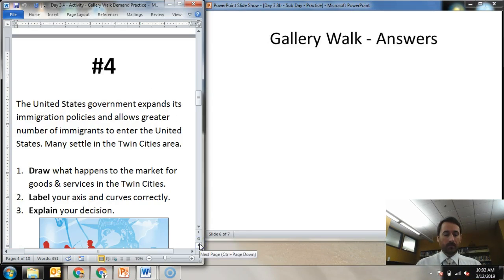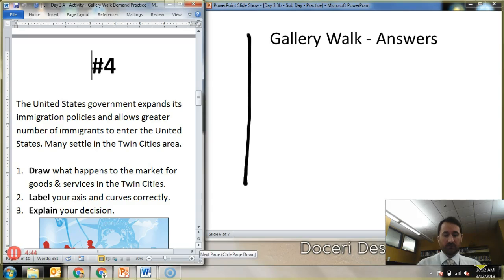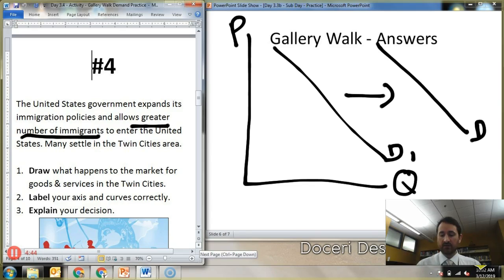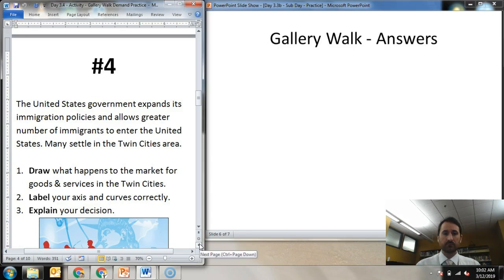Number 4. The U.S. government expands immigration policies. So here it sounds like we're talking about population shifts, numbers of people, sounds like numbers of consumers. And so if there's greater numbers of people coming in, that's going to create a demand increase for goods and services. And so demand increase, and the non-price factor would be a change in the number of consumers.